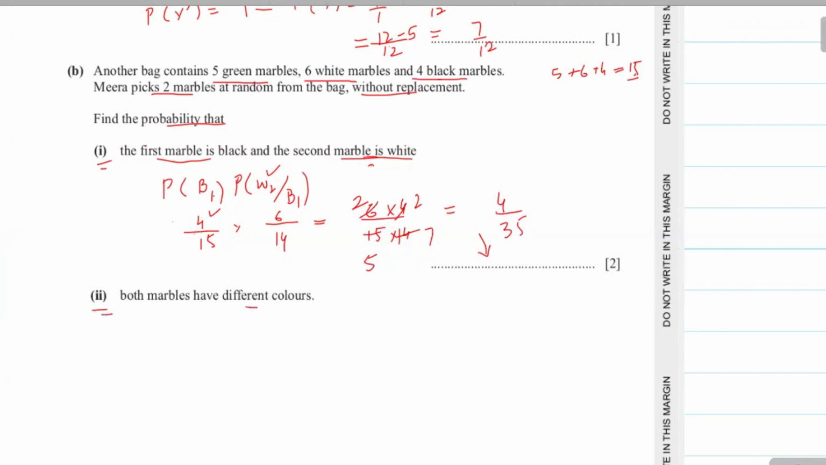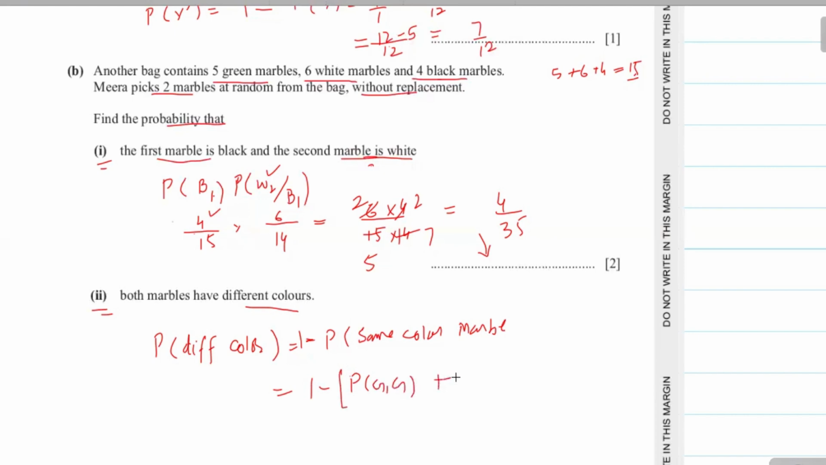Next part, both marbles have different colors. Probability of both marbles different color will be equal to 1 minus the probability of marbles having the same color. The probability of same color marbles will be equal to the probability that both marbles are green, G1, G2, plus the probability of white marbles W1, W2, plus the probability of black marbles B1, B2.